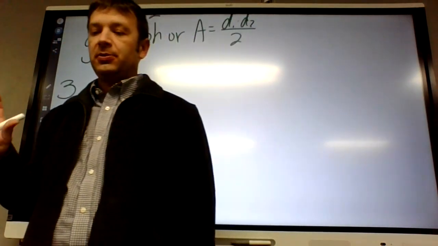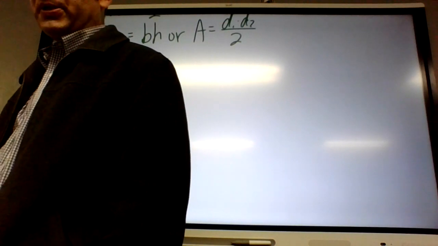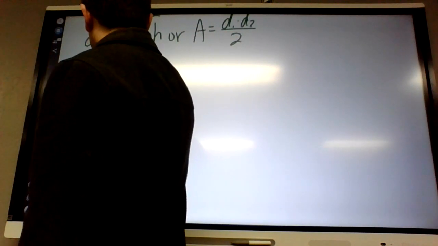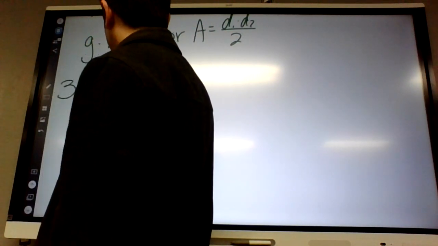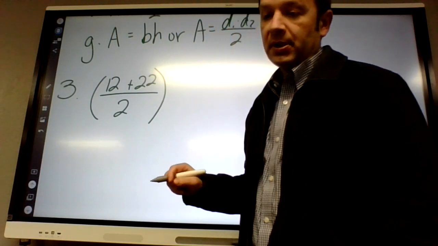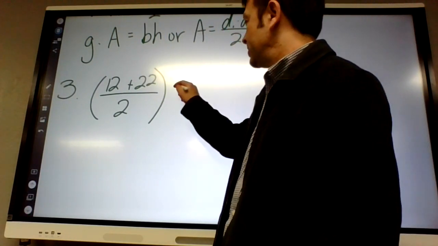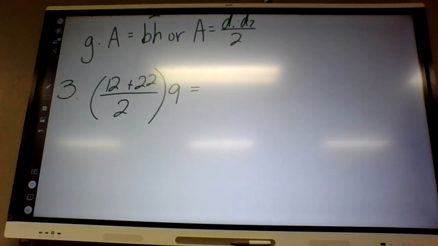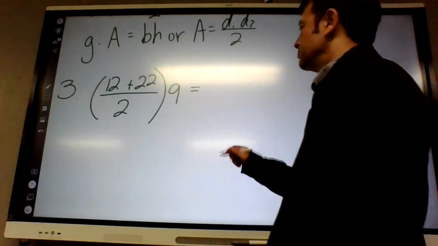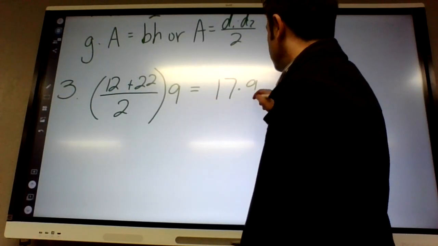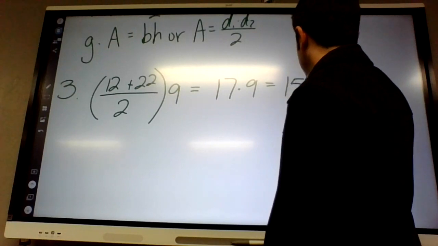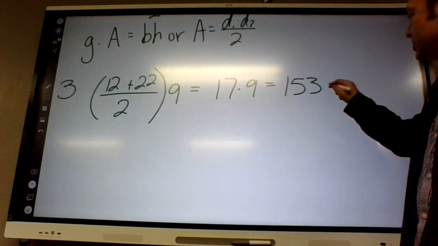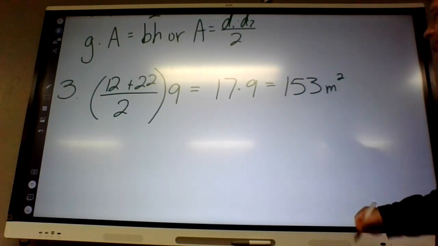All right. So on number 3, what kind of shape is that? Trapezoid. So we need to average the bases times the height. So what are the bases? 12 and 22. So you average 12 and 22 and then multiply that times the height. Okay, don't forget, just like yesterday, we've got meters, so this would be meters squared.